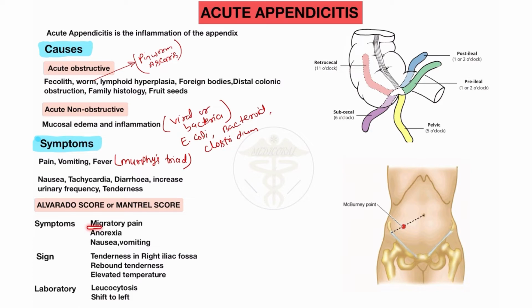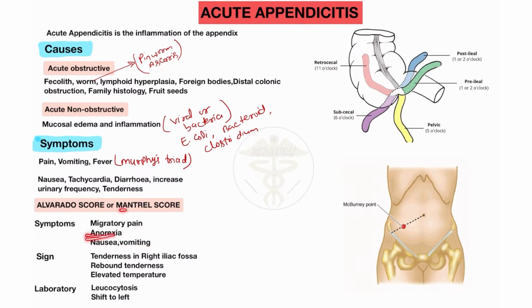Because here M is for migratory pain. First of all, the pain starts from the umbilical region, then it migrates to the right iliac fossa. So this is the migratory pain. When in examination they ask where the pain starts, around the umbilicus, that is the migratory pain. Also anorexia, nausea and vomiting.